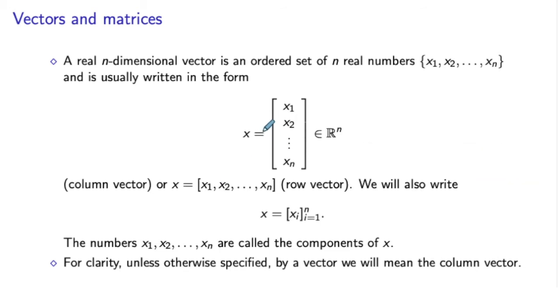Also, we could specify all of these entries of the vector in a row. In this case, it would be a row vector. But by default, for clarity, we assume that whenever we talk about a vector, we talk about a column vector. And then we transpose that column vector in order to obtain its row version. We can also represent this vector in a compact way by writing x is equal to xi's for i between 1 and n. So essentially this is the vector of length n with entries given by xi's.